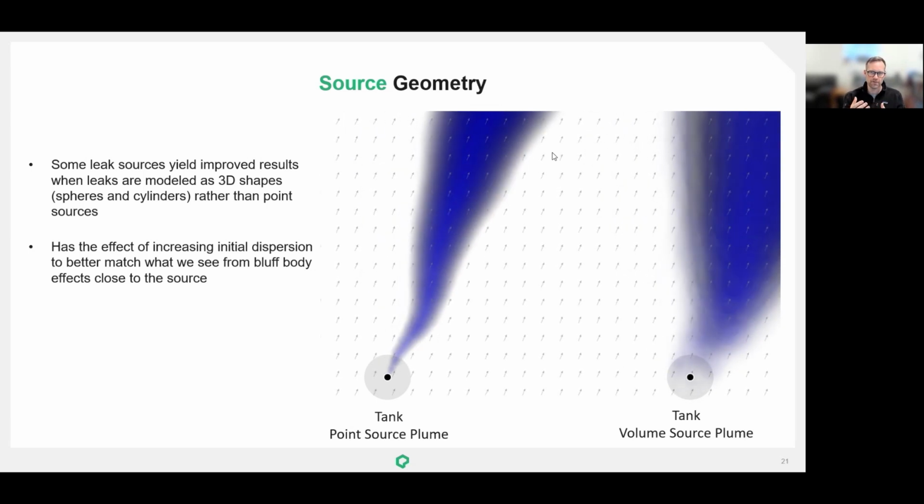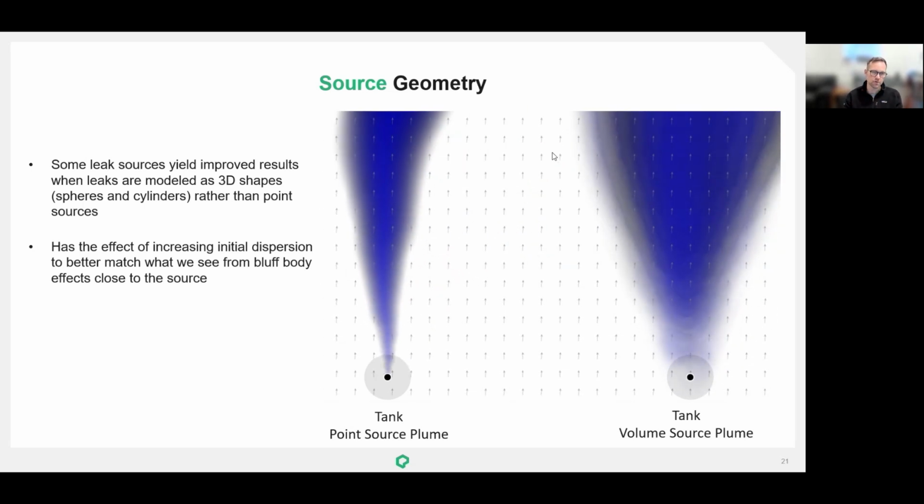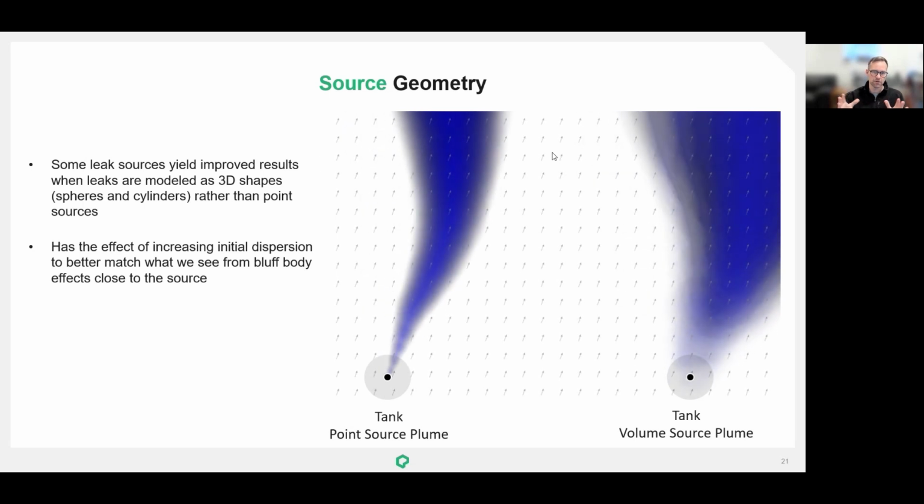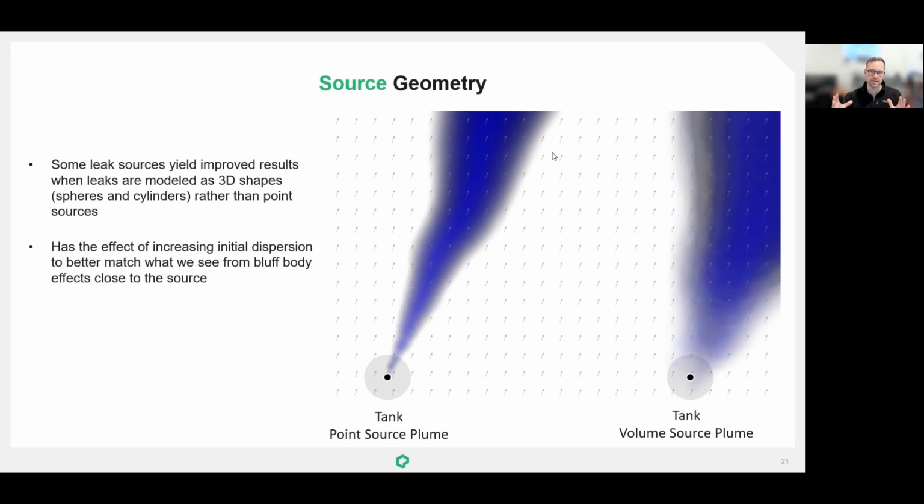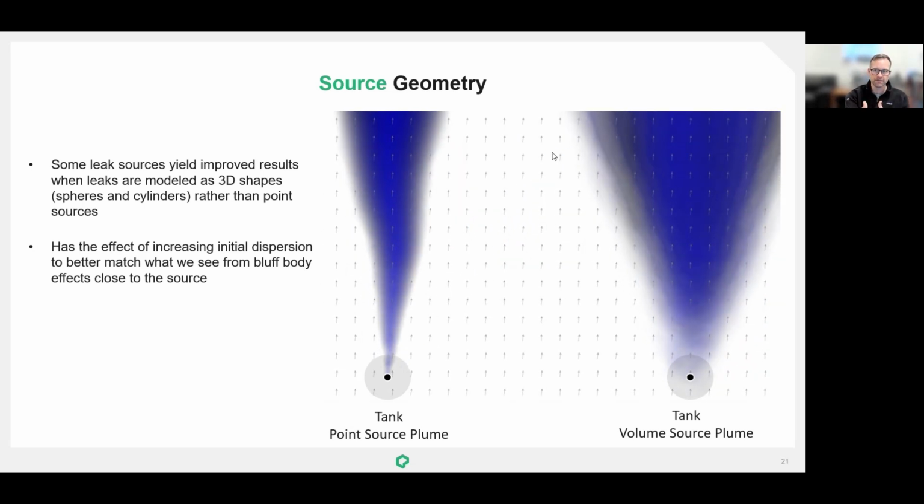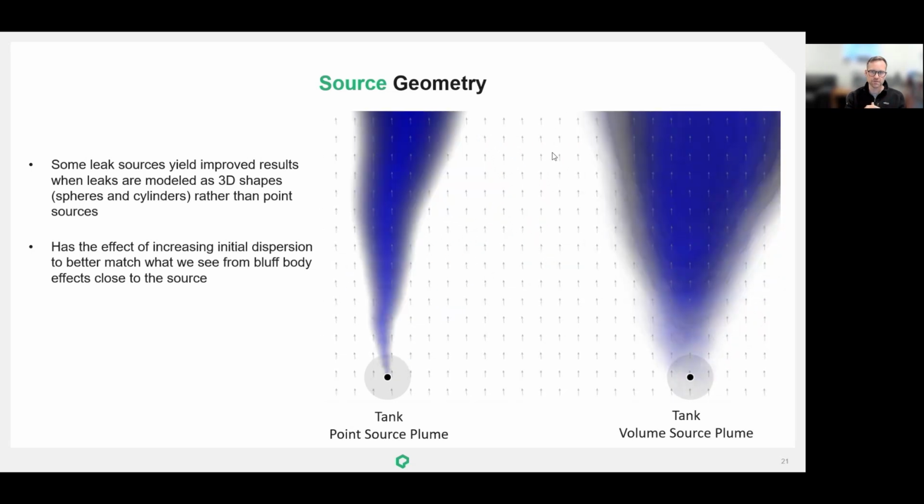So what's happening is we're effectively predispersing the plume. It increases turbulence near the source. So if these were tanks, you can see on the right that the plume is a lot more dispersed right as it emanates from the tank. And so by the time the plume reaches the fence line, it more closely resembles a real world plume, especially in environments with a lot of strong bluff body effects near the source.